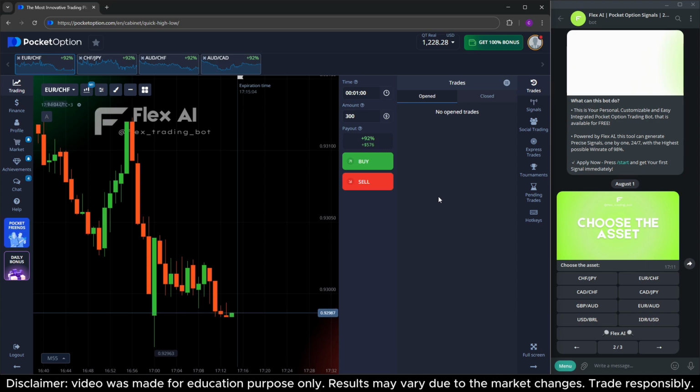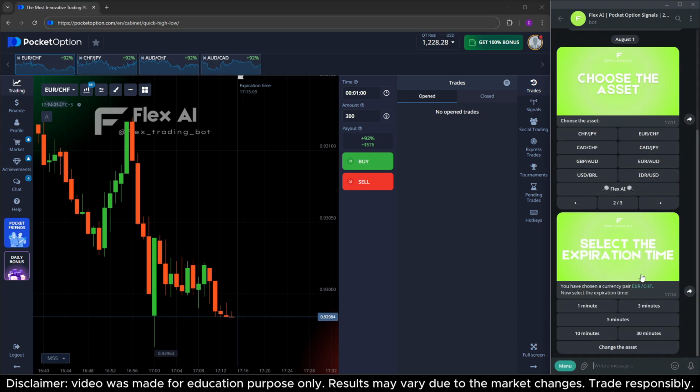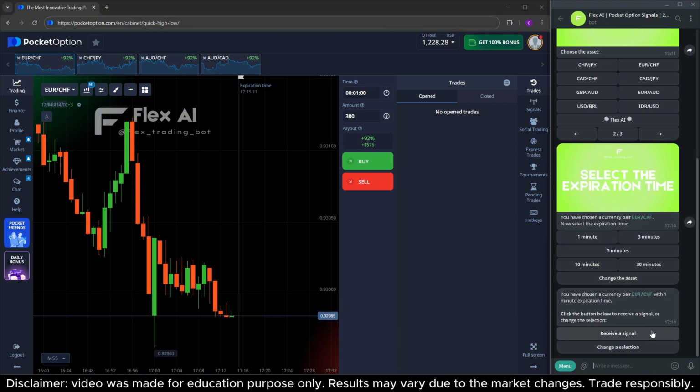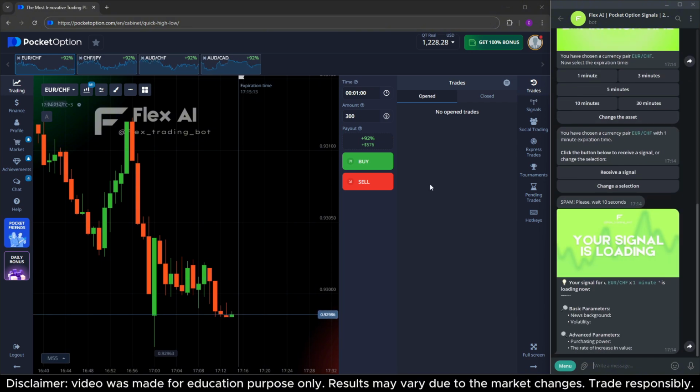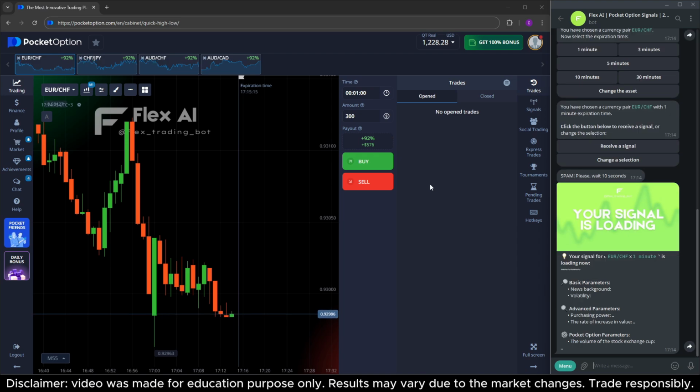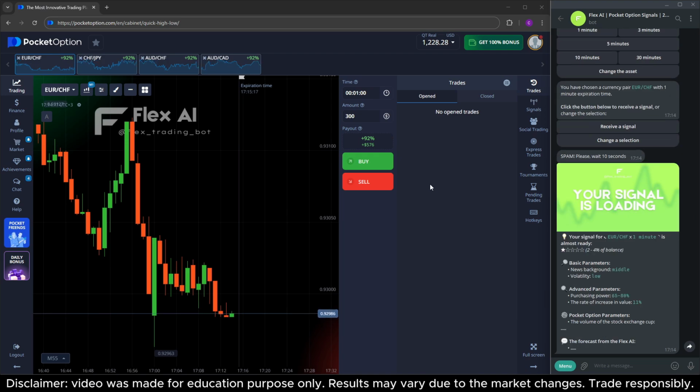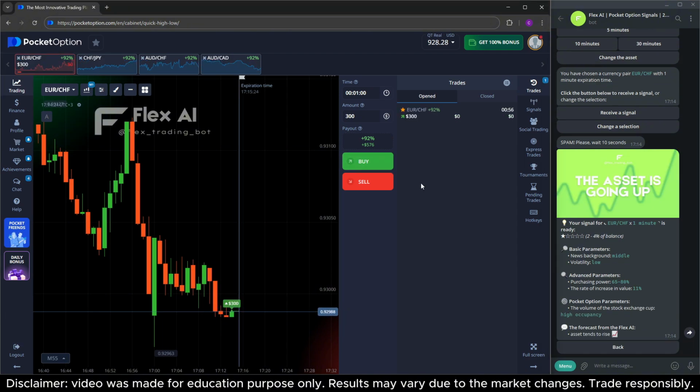Today is the third day of our challenge. How much can we earn in a week by trading on Pocket Option using the Flex Trade Bot? Today, we will use live assets. Everything is done as usual. We select a currency pair with the highest payout percentage, set the expiration time, and determine the trade amount.